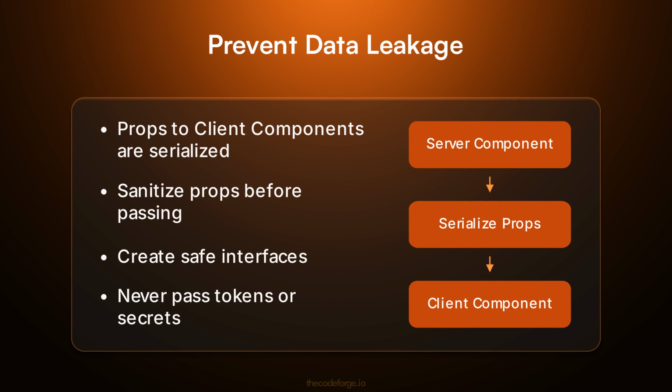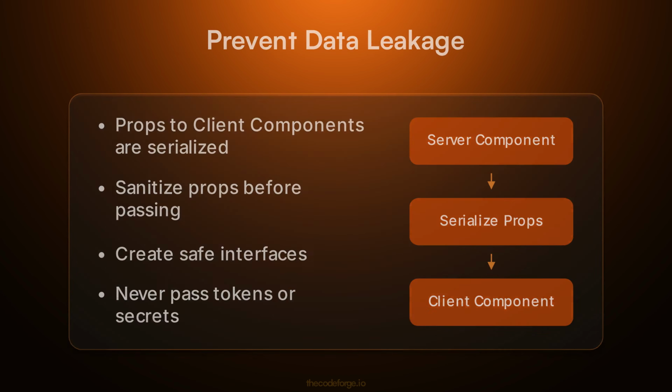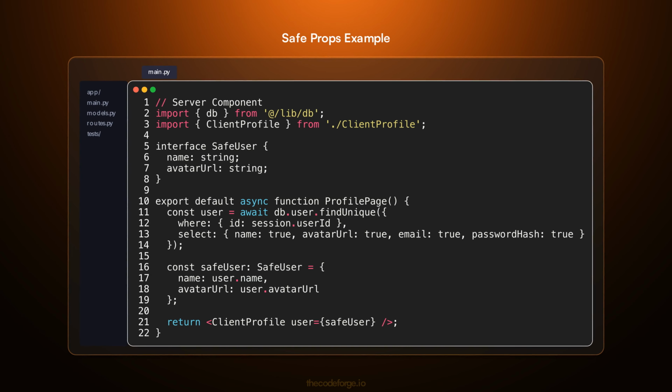Any prop you pass to a client component becomes part of the client-side bundle. Always sanitize props and create a separate interface for client-safe data. Here we fetch the user, but only pass a safe subset to the client component. The email and password hash never leave the server. This prevents accidental data leaks.